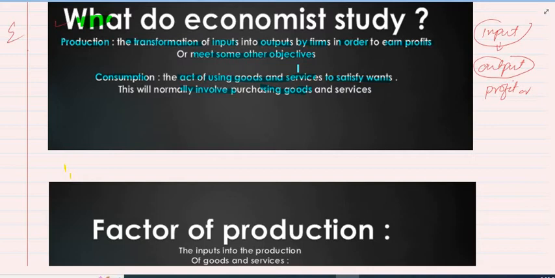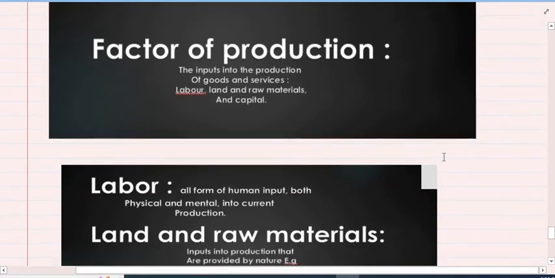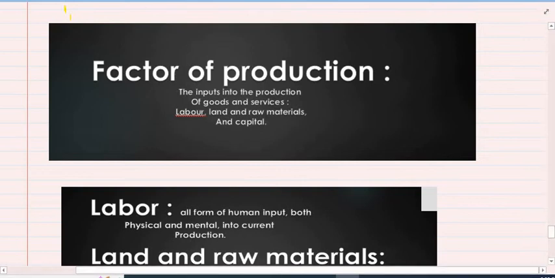Now before we discuss scarcity properly, we have to dig out the resources, which we call factors of production, and you could also call them resources. Okay, so the factors of production, what does it mean? It means the inputs into the production of goods and services: labor, land and raw materials, and capital. Okay, these are the factors of production, or you may call them resources.